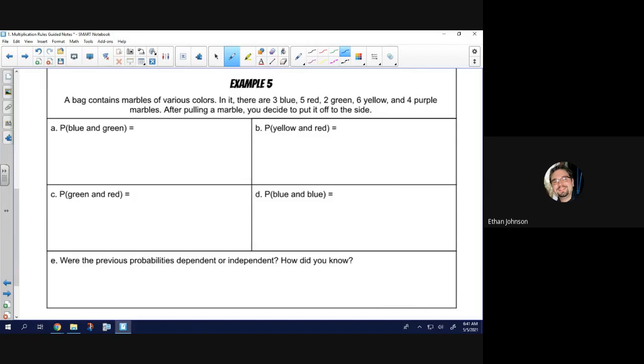So blue and green. Well, there are 3 blue out of the 20. We pulled that, but we no longer have that 1 blue marble in the bag. It's off to the side. So there aren't 20 marbles in the bag anymore. There are 2 green, but now there are 19 marbles in the bag. Multiply across, it's 6 out of 380.